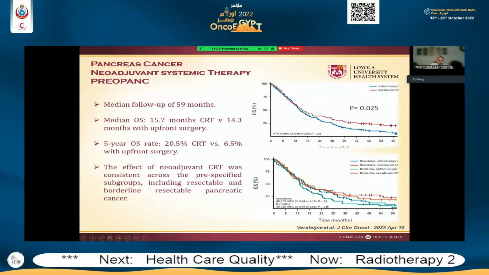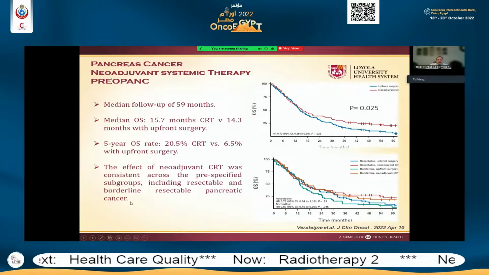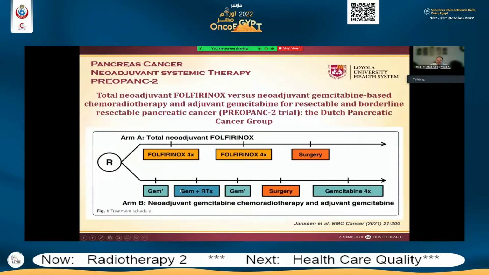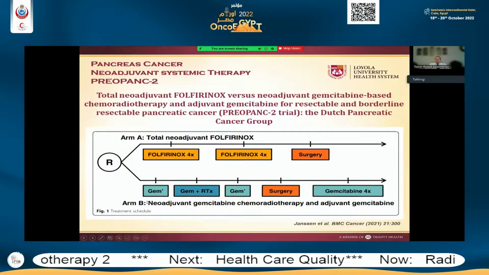It was including gemcitabine, which we know is not the best therapy now for pancreas cancer. The effect of neoadjuvant chemoradiation is consistent across the pre-specified subgroups, including resectable and borderline resectable pancreatic cancer patients. This led to the design of the BioBank 2 study, which is comparing 8 cycles of FOLFIRINOX prior to surgery in the neoadjuvant setting to the winning arm of BioBank 1.